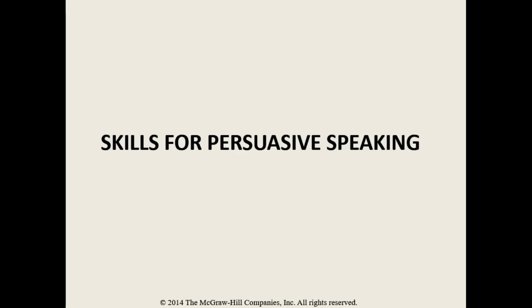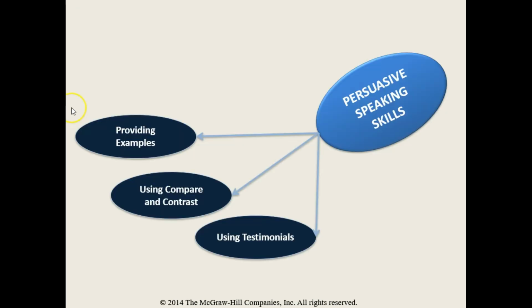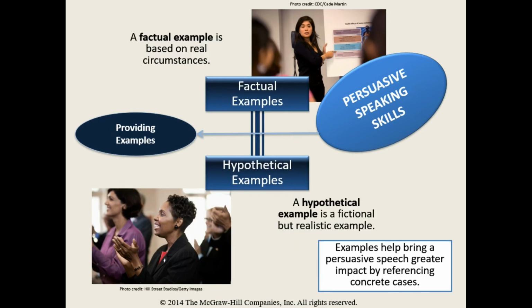Some skills for persuasive speaking. There's a couple. You need to provide examples. You need to compare and contrast often with your information. And testimonials are really good too, using somebody else's words and evidence. A factual example is based on real circumstances that can be proven. Here's the picture. Here's the video.